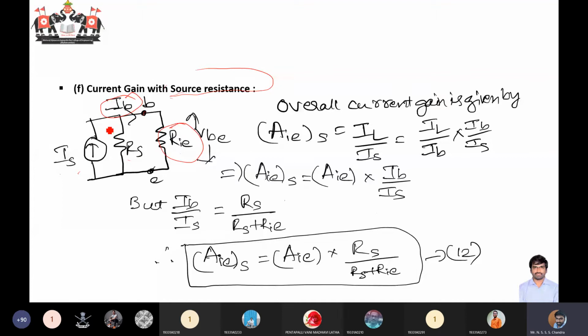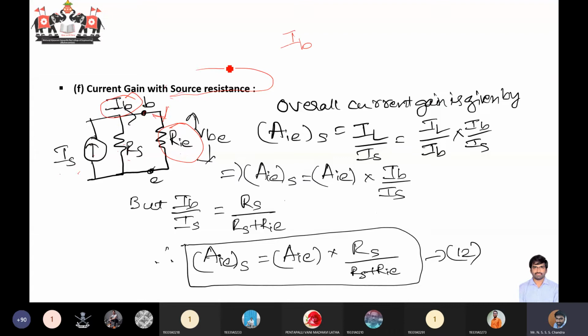Now what is the relationship between IS and IB? You have two resistors in parallel, RS and RIE. You need to find out the current going in branch RIE. What's the current going to the RIE? So what's the relationship between IB and IS?